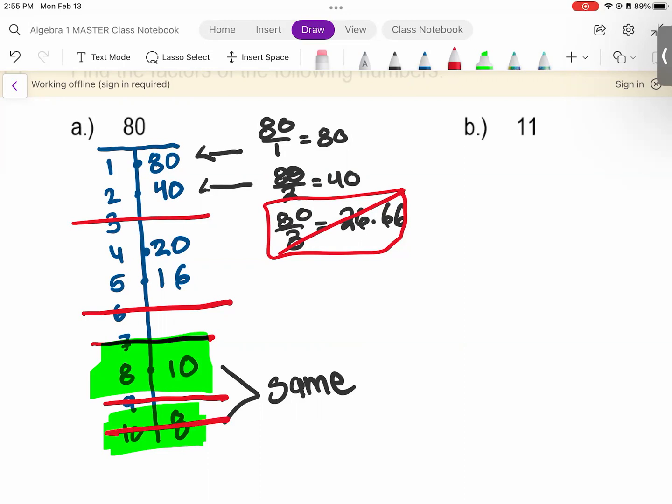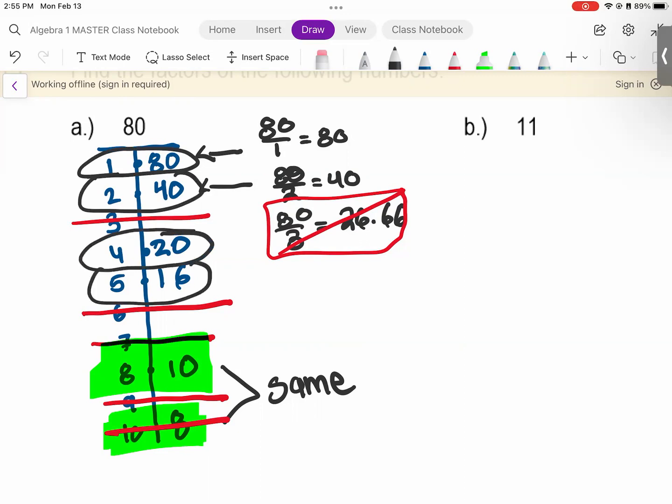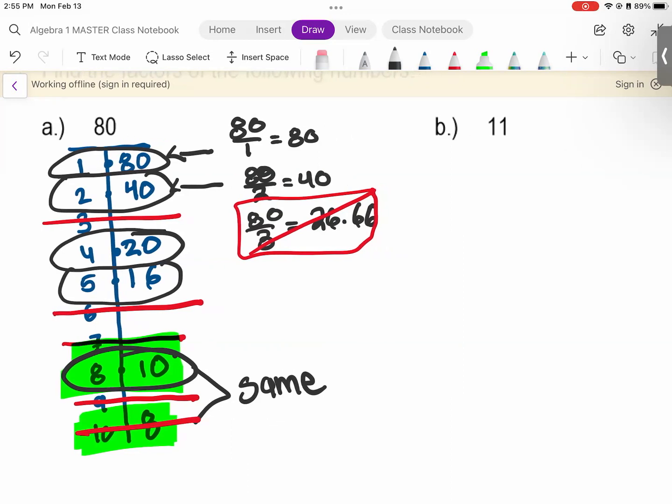Okay, which means that my factors are 1 and 80, 2 and 40, 4 and 20, 5 and 16, and 8 and 10. Those are my factors of 80. Okay, so that is how you're going to be finding factors. Now, I wanted to do letter B. Let's go ahead and check out B, and let's do the same thing. All right, so we're going to find the factors of 11, and you're going to see something funny here.